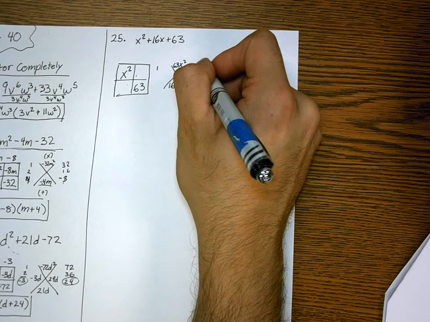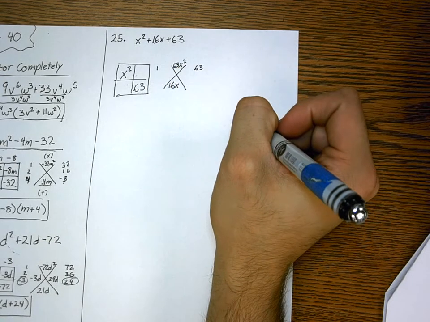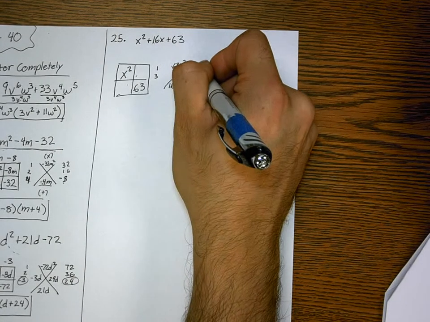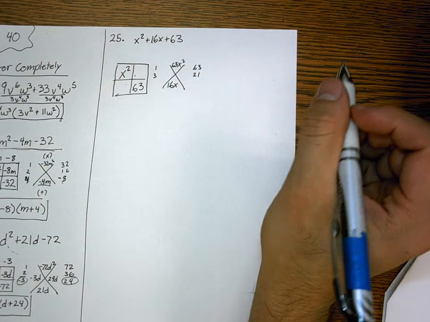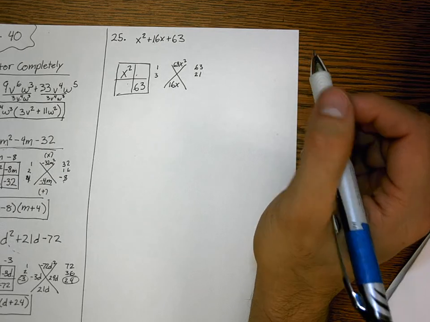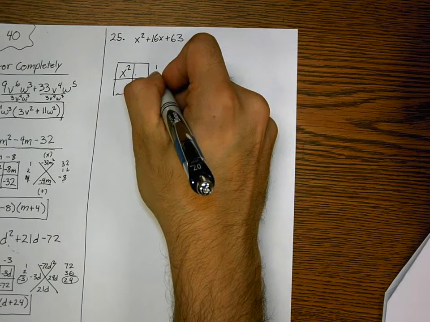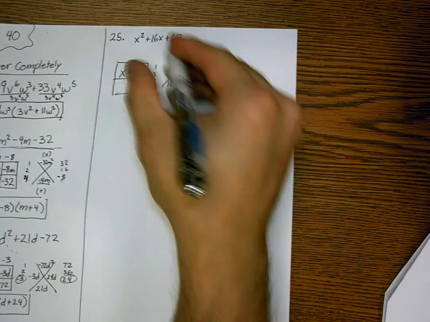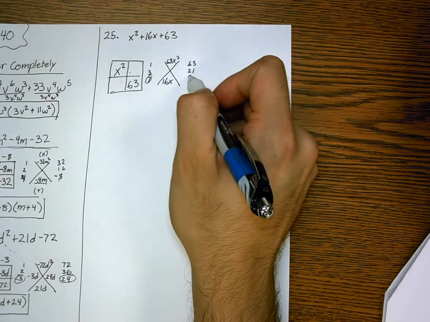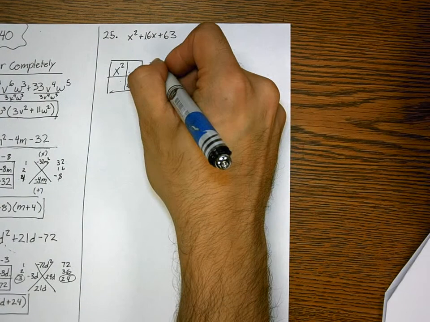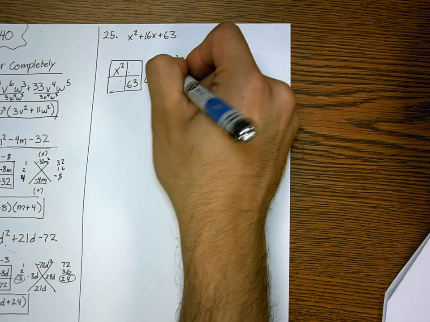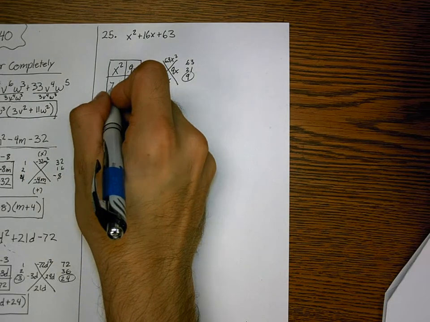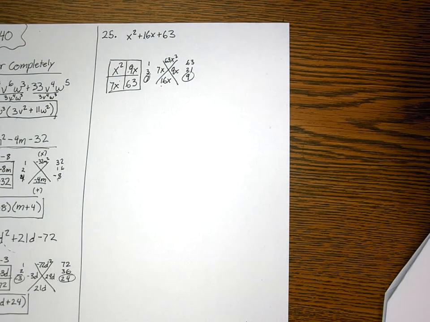I list out my factors. 1 and 63, 2 does not work, 3 and 21. 4 does not work, 5 does not work, 6 does not work, 7 times 9 is 63, 8 does not work, and then I would just start repeating. So I choose the two that add to 16. So I have 7x and 9x. Those are the numbers that I fill in my area model spaces with.